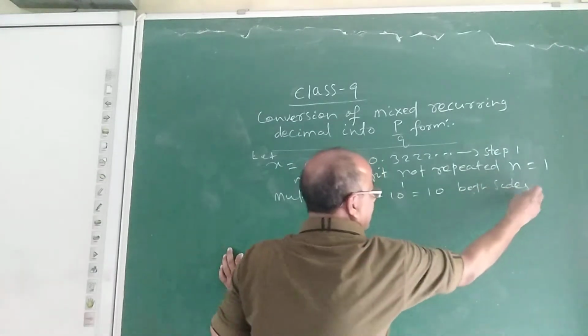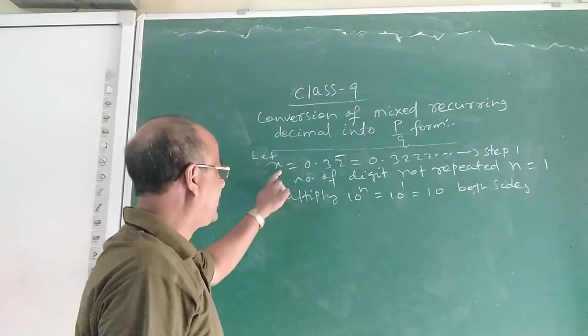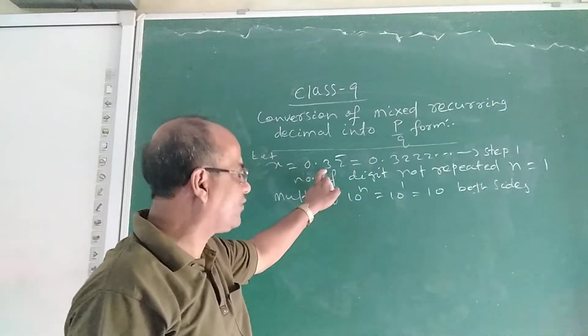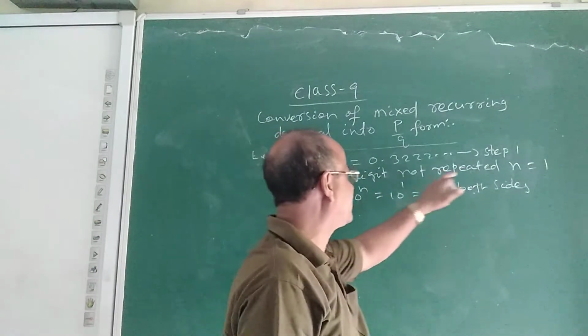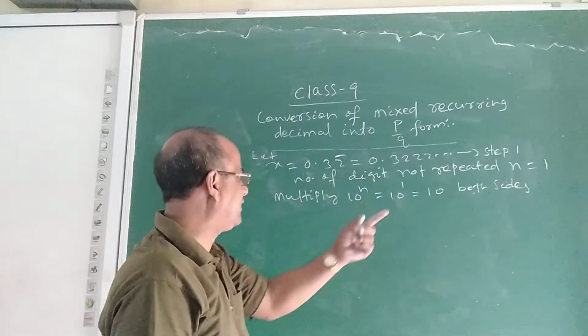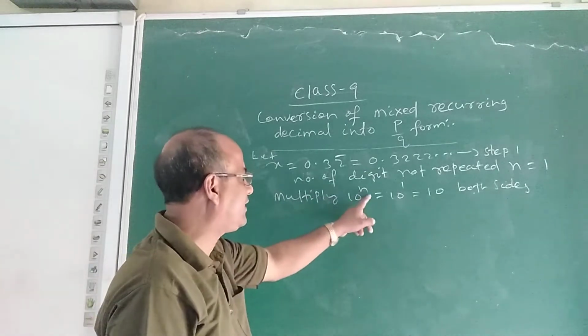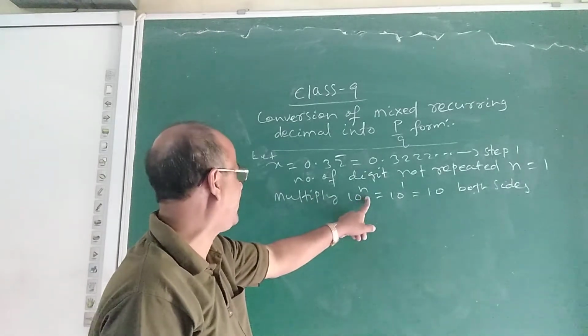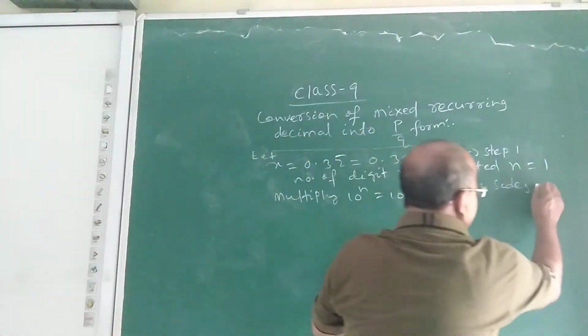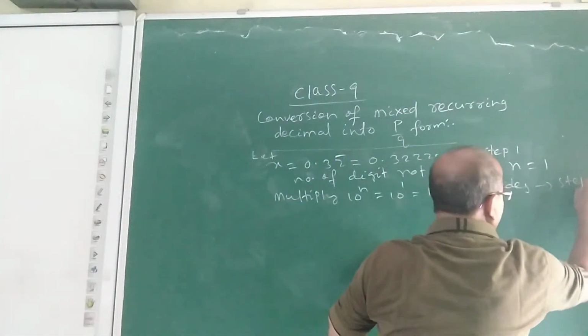So first you assume this as x. Then find out how many digits are not repeated. In this particular question, the number of digits not repeated is 1, so n equal to 1. Then multiply 10 to the power n, that is 10 to the power 1, on both sides. This is your step 2.